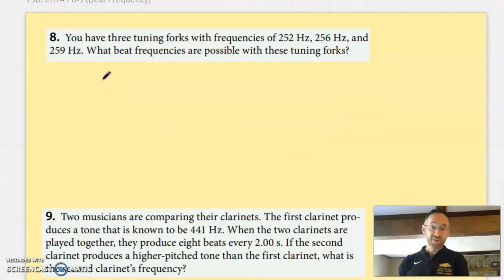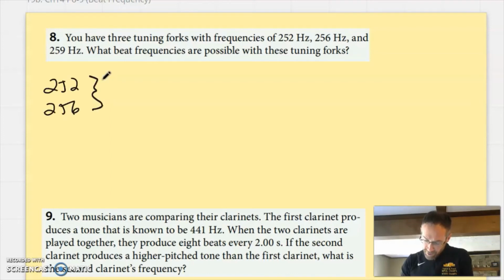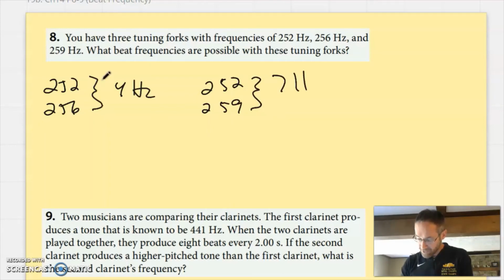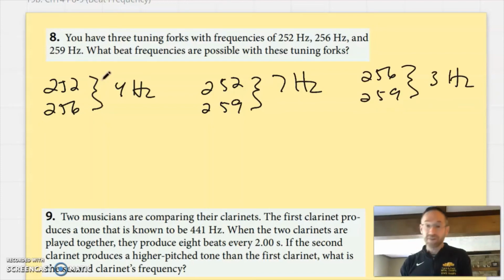In number 8, you have 3 tuning forks, 252, 256, and 259 hertz. They say, what possible beat frequencies could you get here? Well, you're going to choose them 2 at a time, and so there's 3 combinations of 2 here. So I could take the 252 and the 256, and I could play those together, and I could get 4 hertz. I could take the 252 and the 259, and I could get 7 hertz. And I could take the 256 and the 259, and I could get 3 hertz.